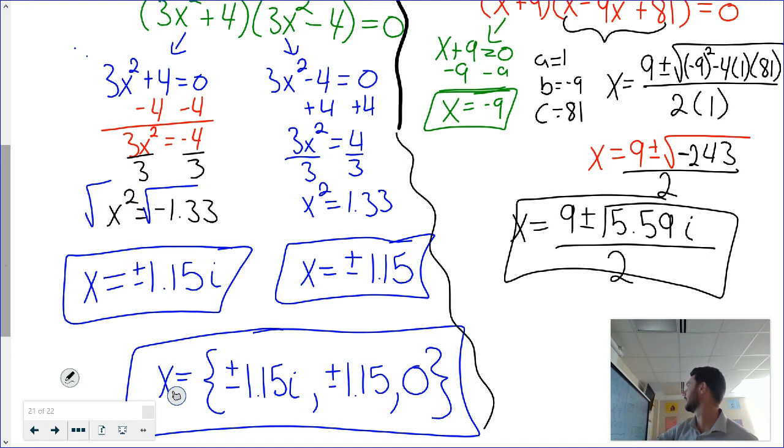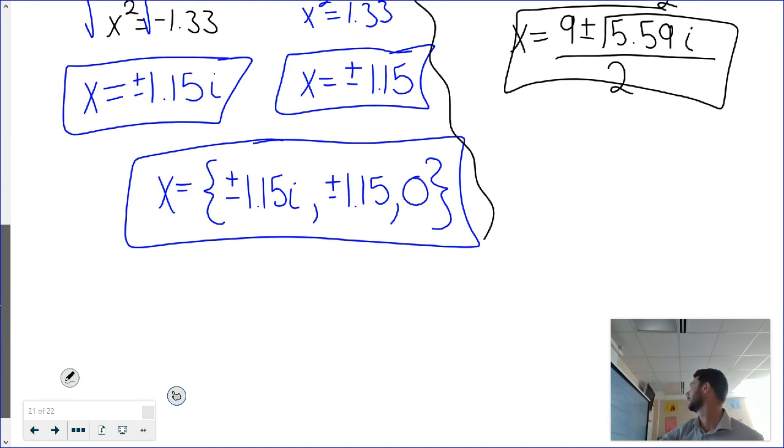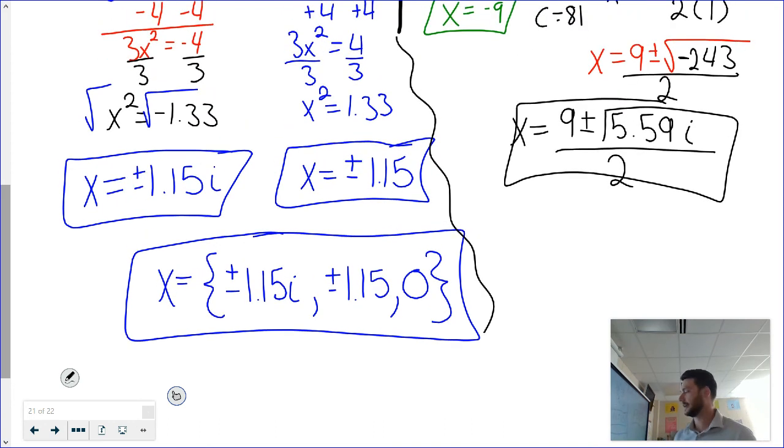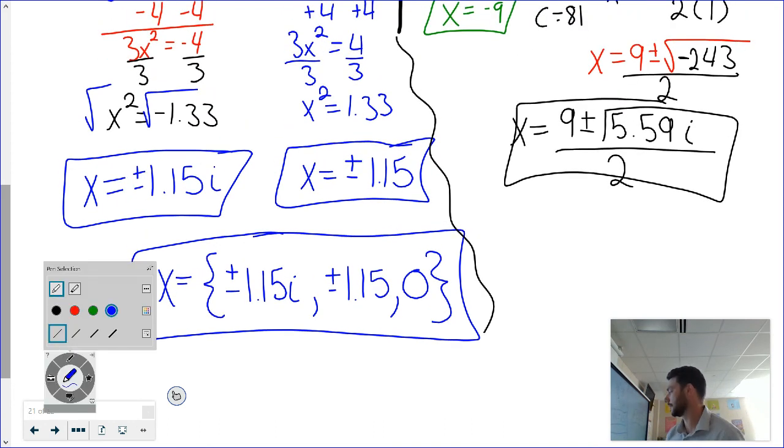So when you go to write your final answers for real for all of them, we have that 0 that was up at the top. We have this x equals negative 9, and then that whole chunk. So it looks something like this.